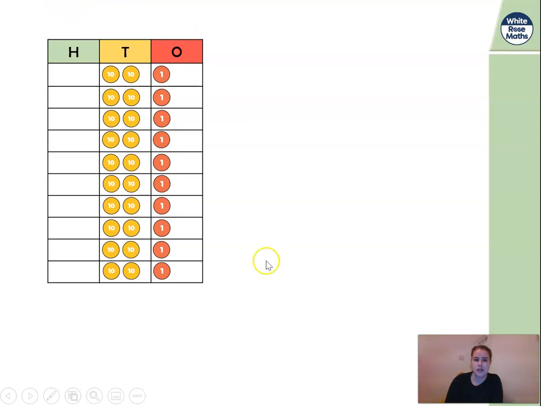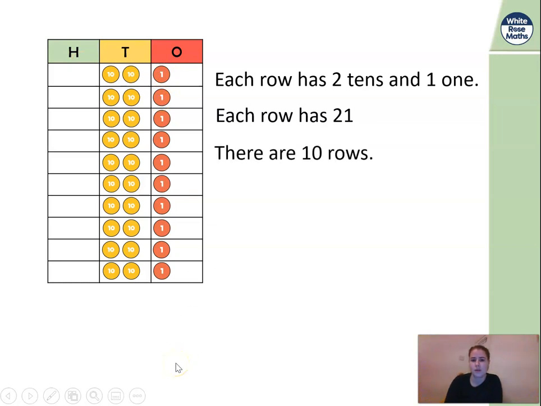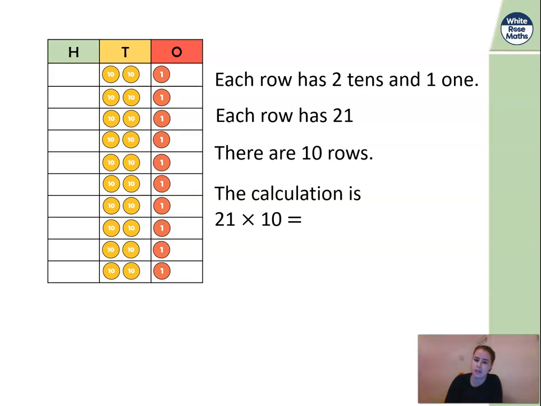Now this is our place value grid. In our place value grid we have numbers in our tens and we have numbers in our ones. Each row which goes across our hundreds, tens and ones has 2 tens and 1 one. Each row then has 21. 2 tens and 1 is 21. There are 10 rows in total from top to bottom. So we need to work out how many counters we have altogether. So the calculation is 21 times 10.